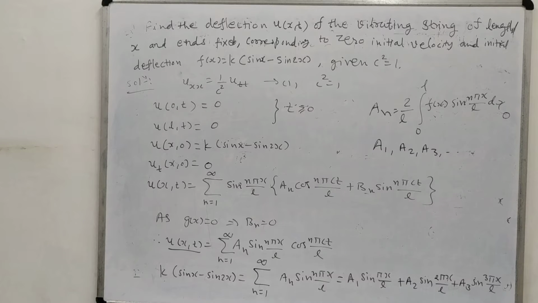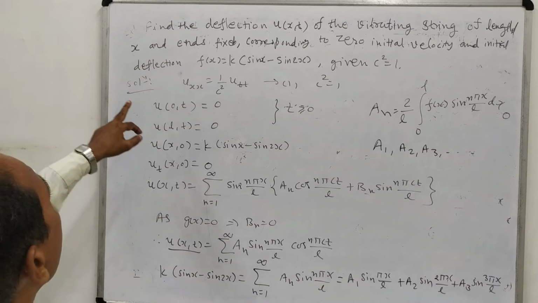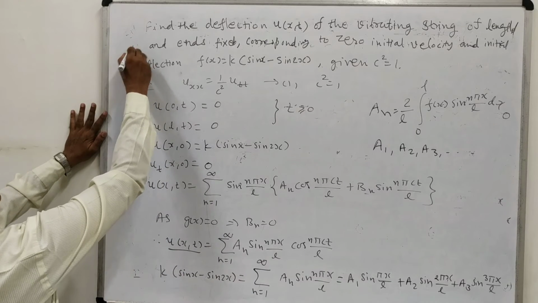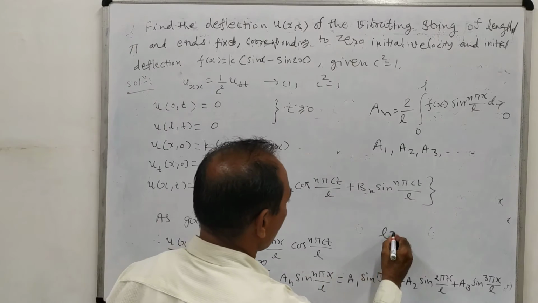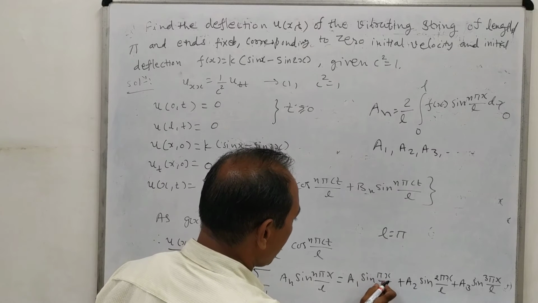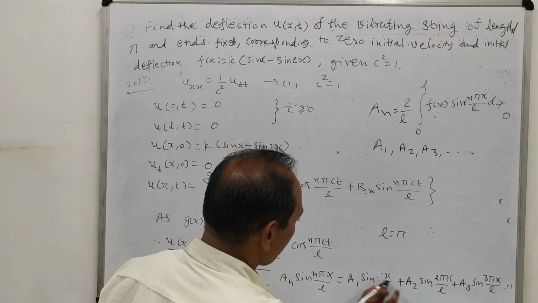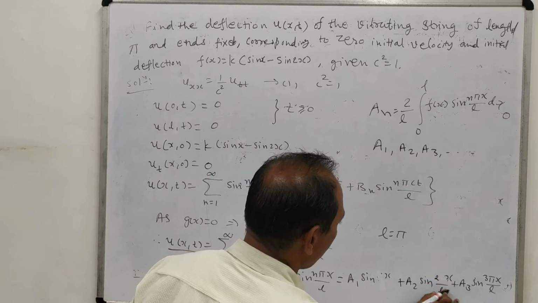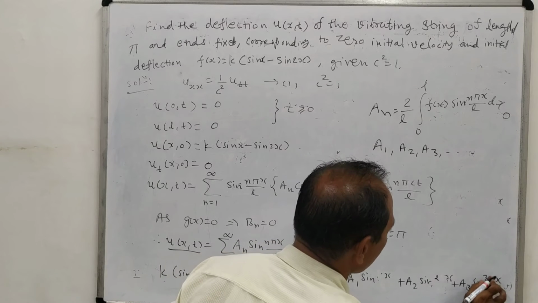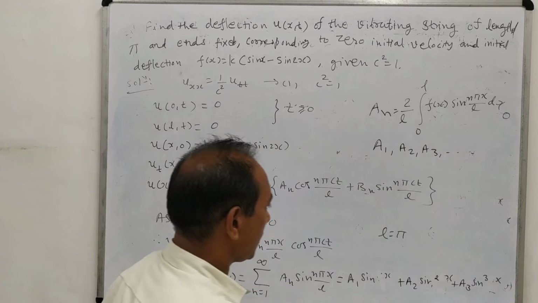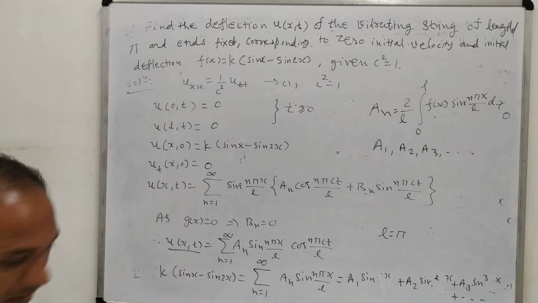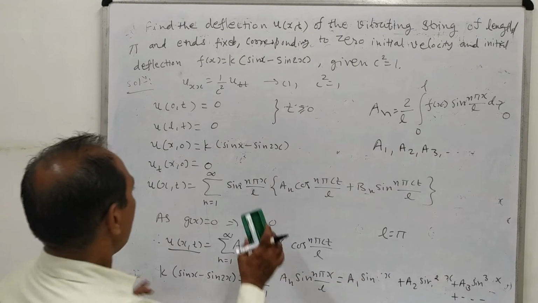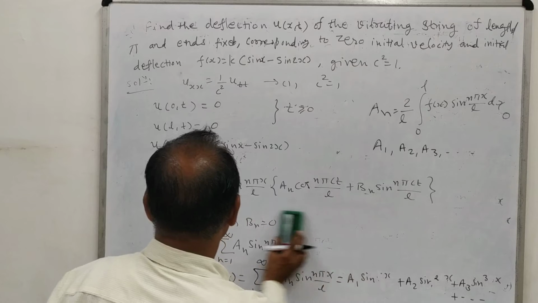Now, here in the problem actually the length, sorry, it was the length pi. So L equal to pi. If we put L equal to pi here, it will become sine x only. This pi and L will be cancelled, so 2x only, and 3x only, and plus dot dot dot. So this is the sigma. Now we can obtain the values directly.